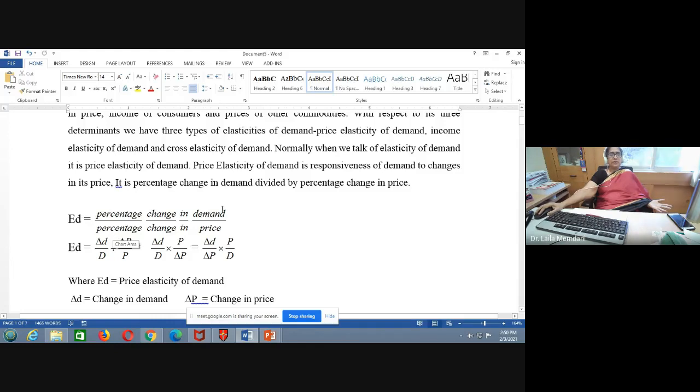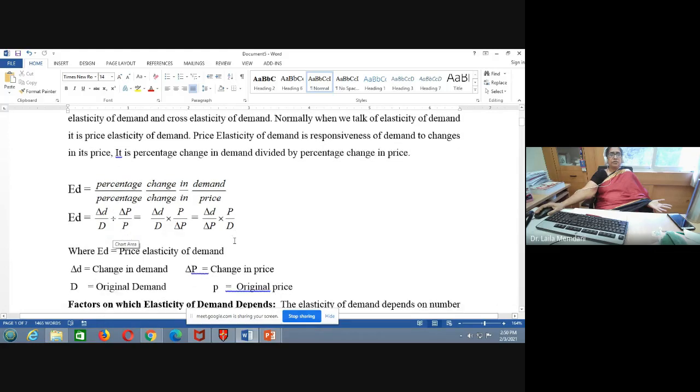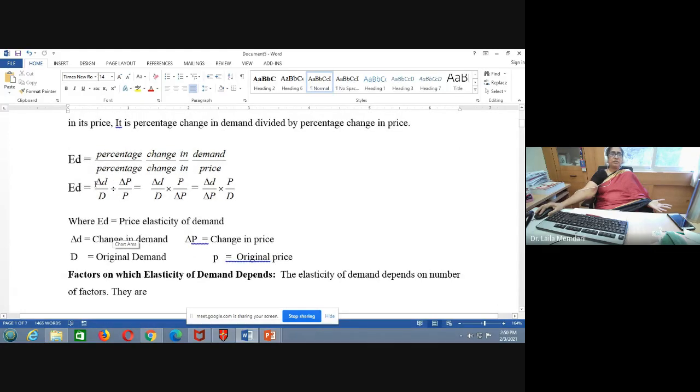The formula is percentage change in demand upon percentage change in price. So you can write it in the proportionate form also: delta D upon D divided by delta P upon P. Here delta stands for change, D is for demand, and D is the original demand; again delta is for change, and P is for price. Now, when we do simplification, finally we get delta D upon delta P multiplied by P upon D.